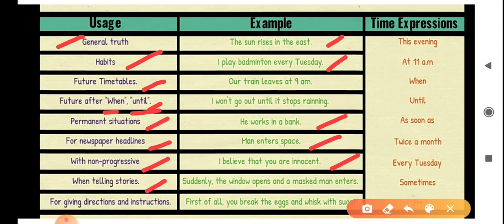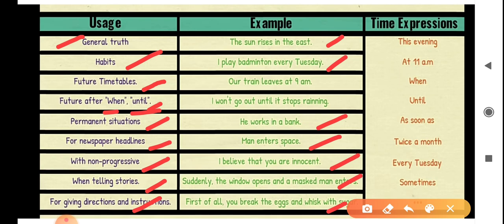When telling stories in a speech form, most of the time we use simple present tense. For example, suddenly the window opens and a masked man enters. For giving directions and instructions, we always use simple present tense. For example, first of all, you break the eggs and whisk with sugar.